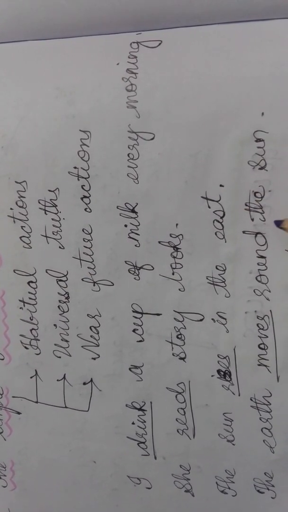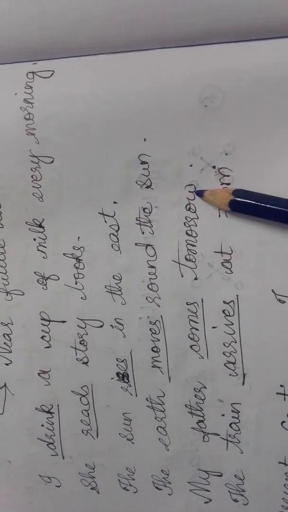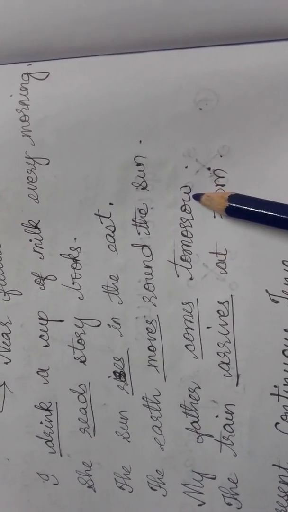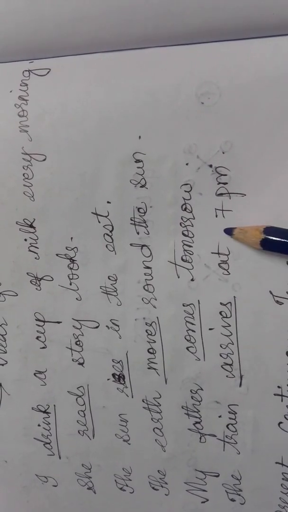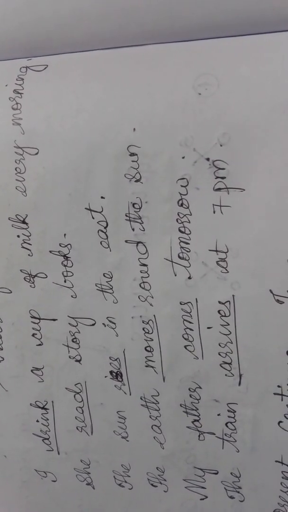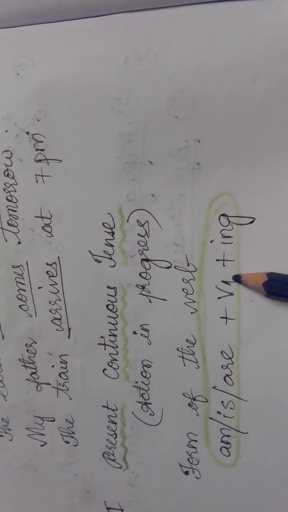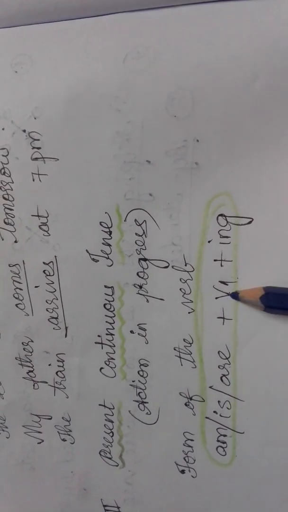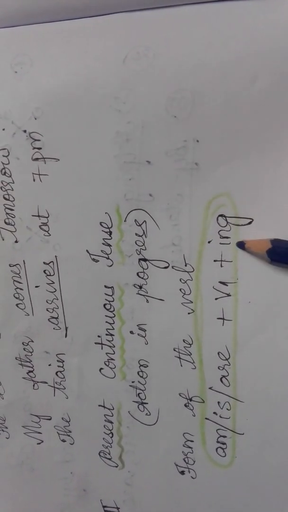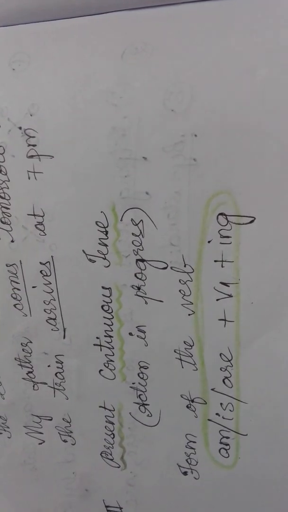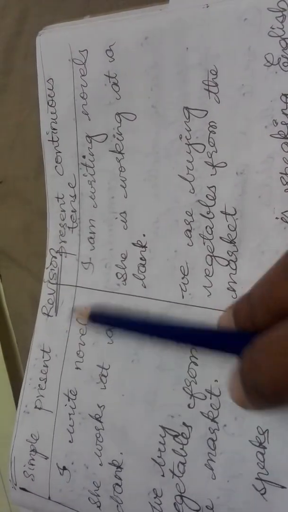The earth moves around the sun. This is also a universal truth. My father comes tomorrow. This is a near future action. Okay, the train arrives at 7 p.m. So this is also a near future action. Moving on to the present continuous tense, it is an action in progress. The form of the verb is am plus V1 plus ing, or is plus V1 plus ing, are plus V1 plus ing. Okay, so here's a practice exercise for you.